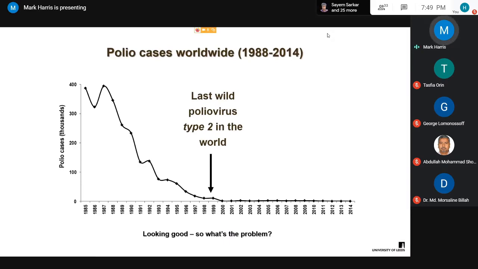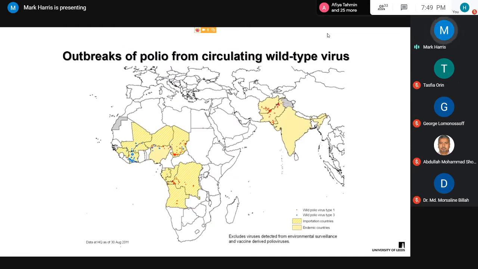So vaccination has been incredibly important in controlling polio, and if we just look from the 1980s through to a few years ago, the number of cases have come down enormously. So this looks great. This looks really, really encouraging. But unfortunately, the cases haven't gone to zero. The devil's in the detail around here, where there are still significant numbers of cases. So why is this? Well, we still have outbreaks of polio from wild-type virus.